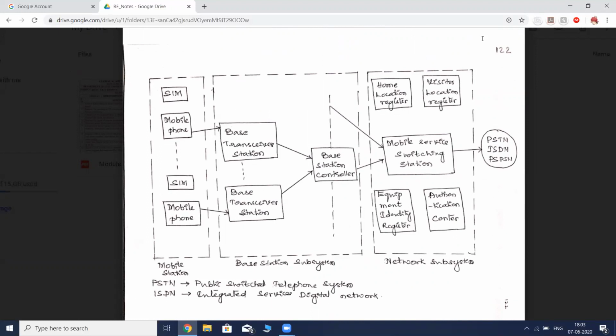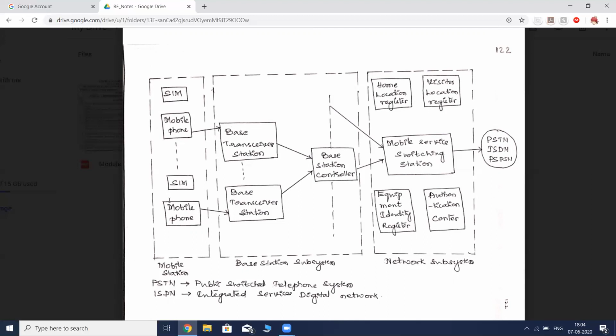Here you can see the mobile station. In this mobile station, there are several mobiles. A mobile phone contains a SIM card. I think you are already aware of what a SIM is. It is the subscriber identification module, the identification that every mobile unit will have. Like this, there will be many mobiles in one small area.